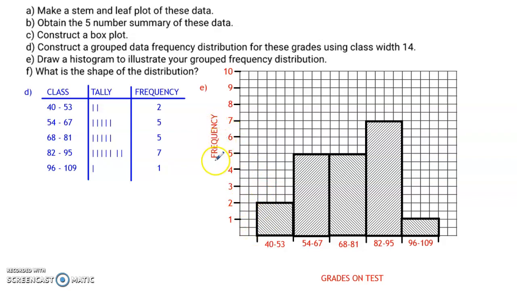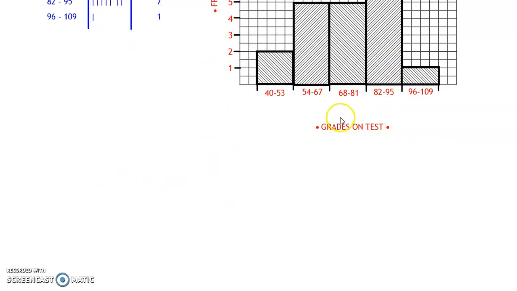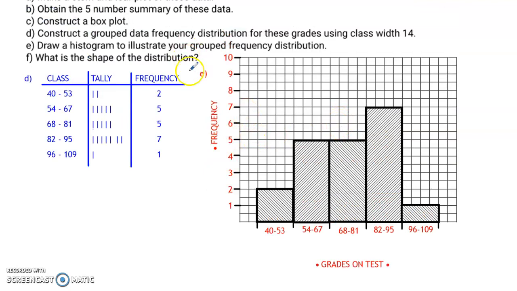Notice that there are labels. Here's frequency and here's grades on test. Those labels must be here. Do not put the label class here. This cannot say class. This must say what the actual piece of data is. And in this case, this is the grades received by students. So that's why we said grade on tests here. It's okay for this one to say frequency because that's literally what it is. How many grades lay between 40 and 53? Well, there's 2 of them. That's the frequency. All right, so we have our histogram.